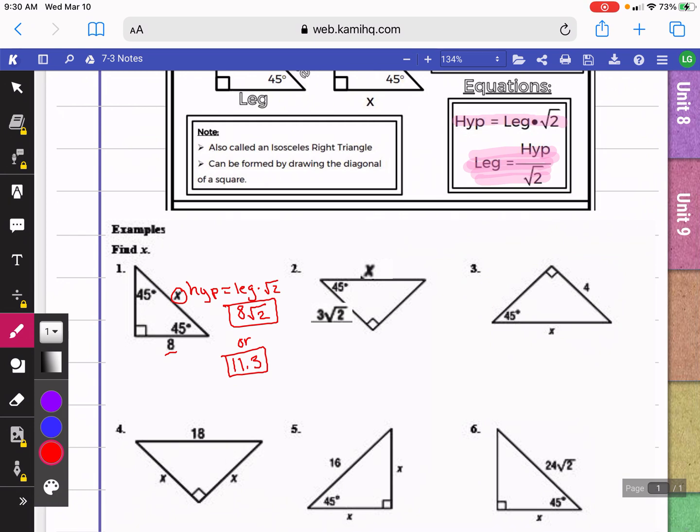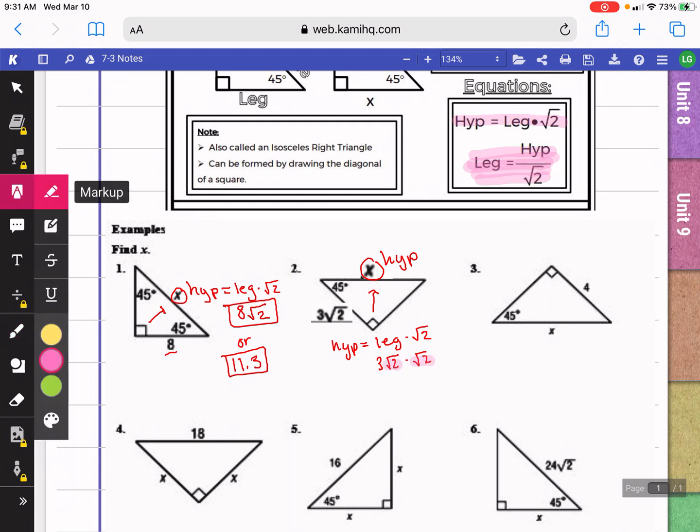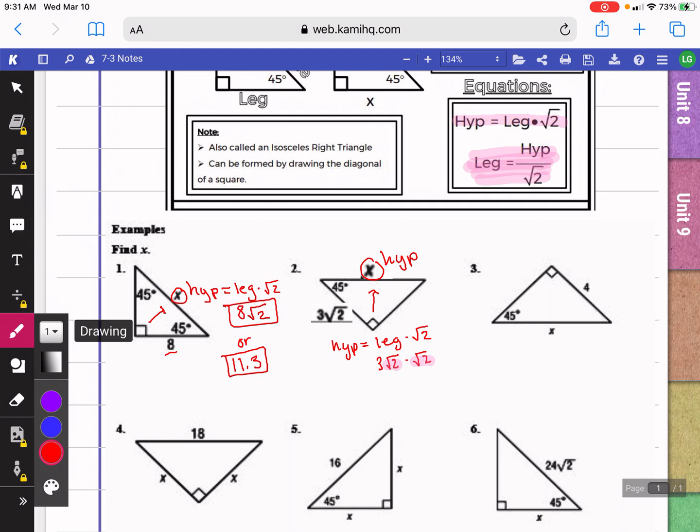In question 2, x is on the hypotenuse. Remember, you know it's the hypotenuse because it's opposite that 90-degree angle. So my formula for hypotenuse is equal to leg times square root of 2. Our leg is 3 root 2, and we're going to multiply that by the square root of 2. When you do square root of 2 times square root of 2, it's like you're squaring the square root. Remember, we learned that that cancels. So square root of 2 times square root of 2 is not 4. The square root disappears, and you're just left with 2.